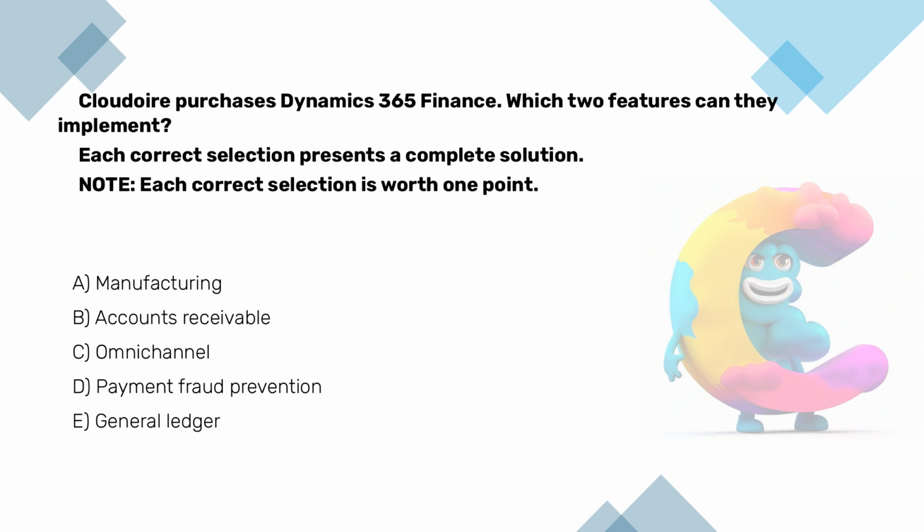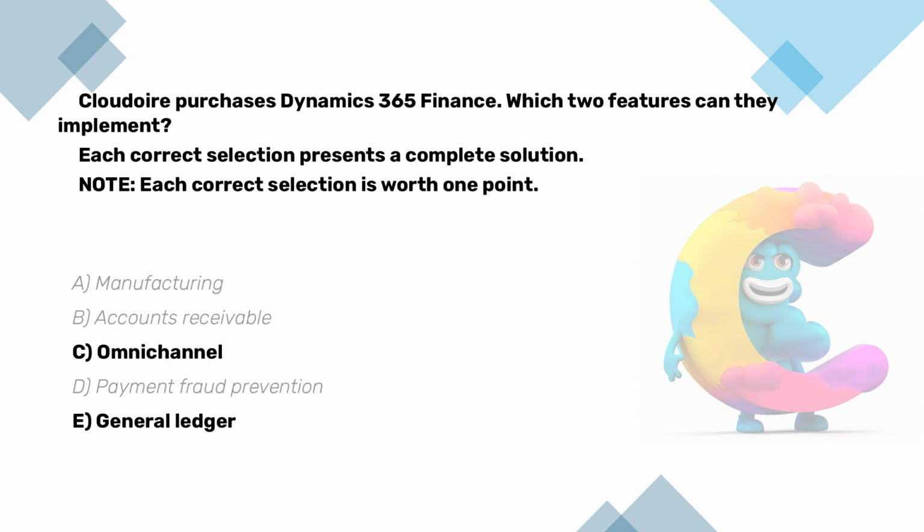We purchased Dynamics 365 Finance. Which two features should they implement? A. Manufacturing. B. Accounts receivable. C. Omnichannel. D. Payment fraud prevention. E. General ledger. Okay, now pause the video here, have a bit of think, and then continue when you are ready.